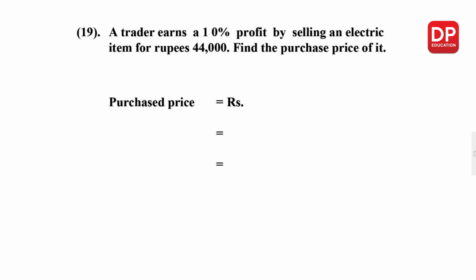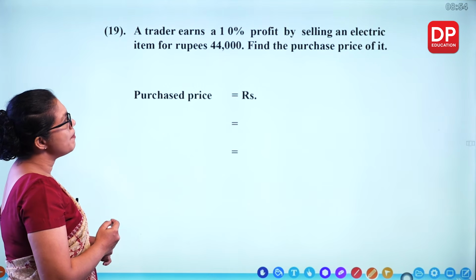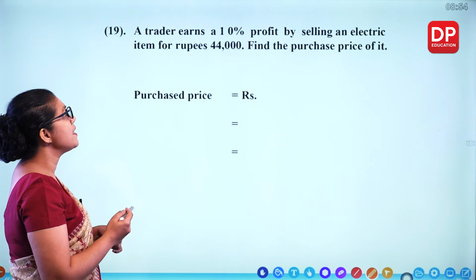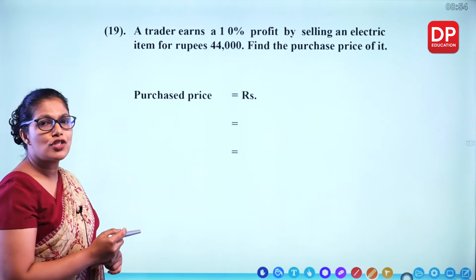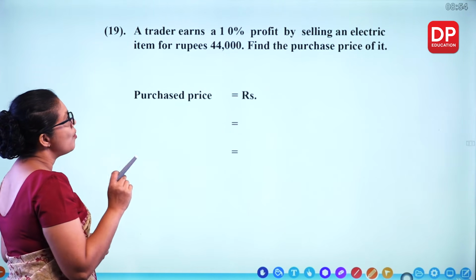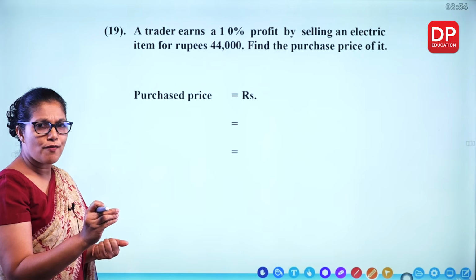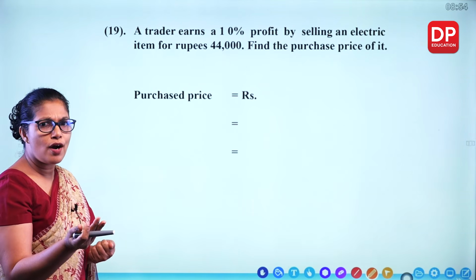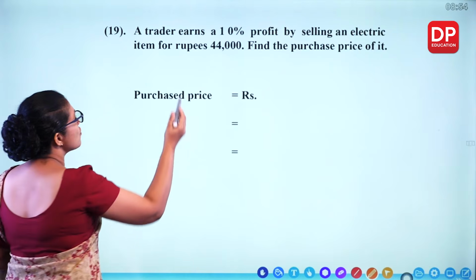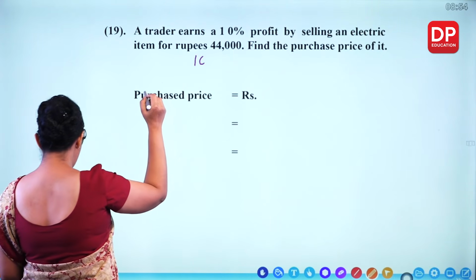Look at this one. A trader earns 10% profit by selling an electric item for rupees 44,000. Find the purchase price of it. How do we find out? Now, if you buy for 100 to get 10% profit, you have to sell it for 110. So, 110.